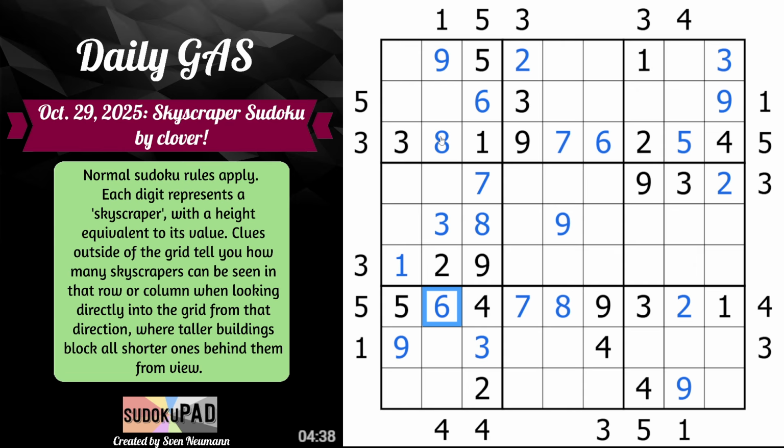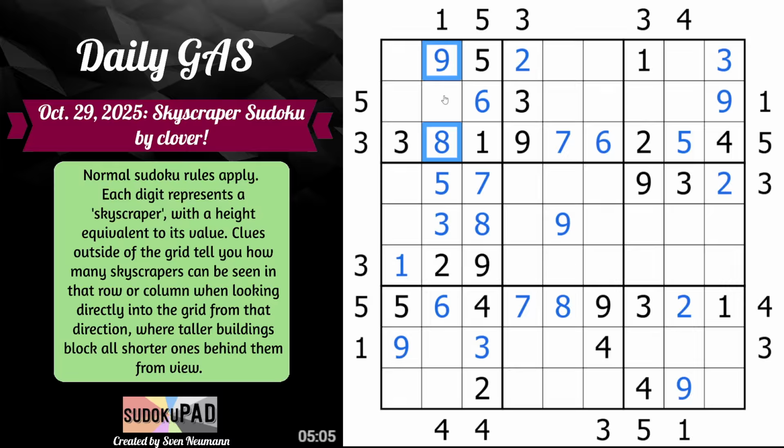Yeah, and this is interesting here. 7. Where does 7 go? And how does it play into this? Because with 9 all the way over here, you have to build some limiting skyscrapers. Well, let's do some basic Sudoku first. And maybe that'll help us try to visualize these skyscrapers.